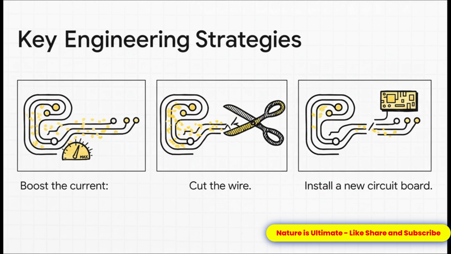So if a pathway is running too slow, they can boost the current by telling the cell to make way more of a key enzyme. If the cell is wasting energy making something they don't want, they can literally cut the wire by just deleting the gene for that pathway. And maybe the most impressive part, they can install a whole new circuit board by taking genes from a totally different organism and plugging them in, giving the cell a brand new superpower.